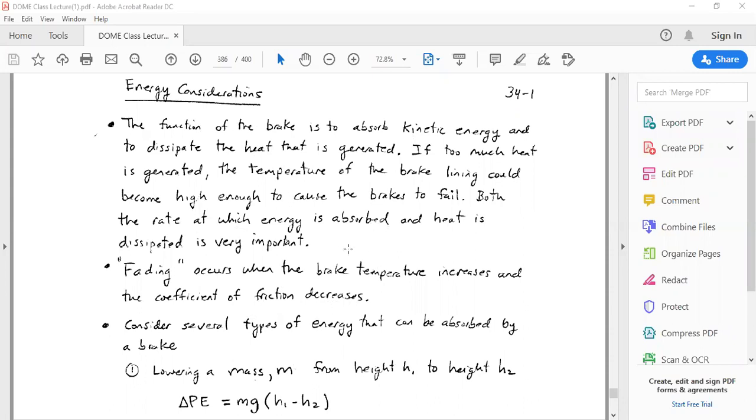I'm going to cover this energy portion of brakes, and this is not going to be included, guys, on the final exam. Again, this whole lecture basically is not going to be. You're not going to be responsible for that.